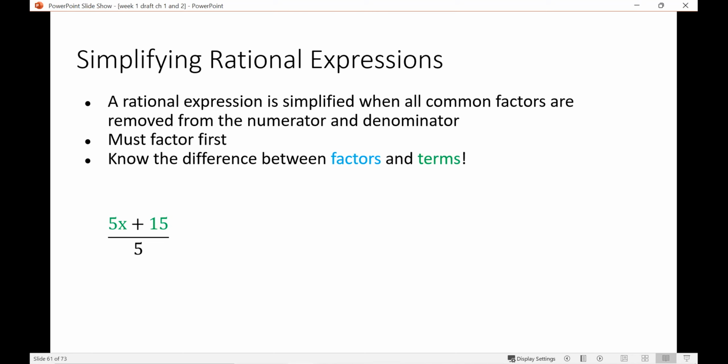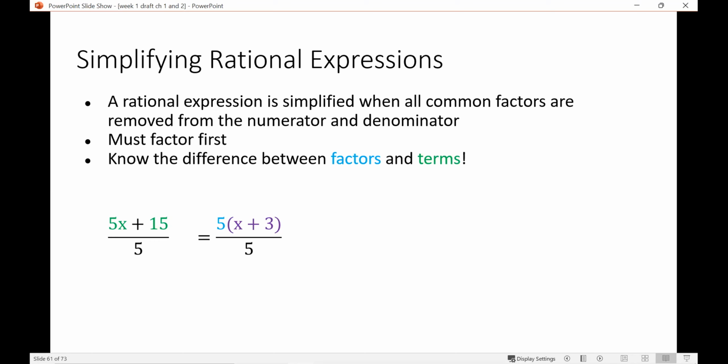So in this rational expression here, we've got two terms in the numerator, a 5x and a 15. We've got a single term in the denominator, a 5. We cannot cancel out the 5 in the 5x and the 5 in the denominator because we would be forgetting the fact that that 15 also needs to be divided by 5. So before we can cancel out the common factors, we have to factor the numerator.